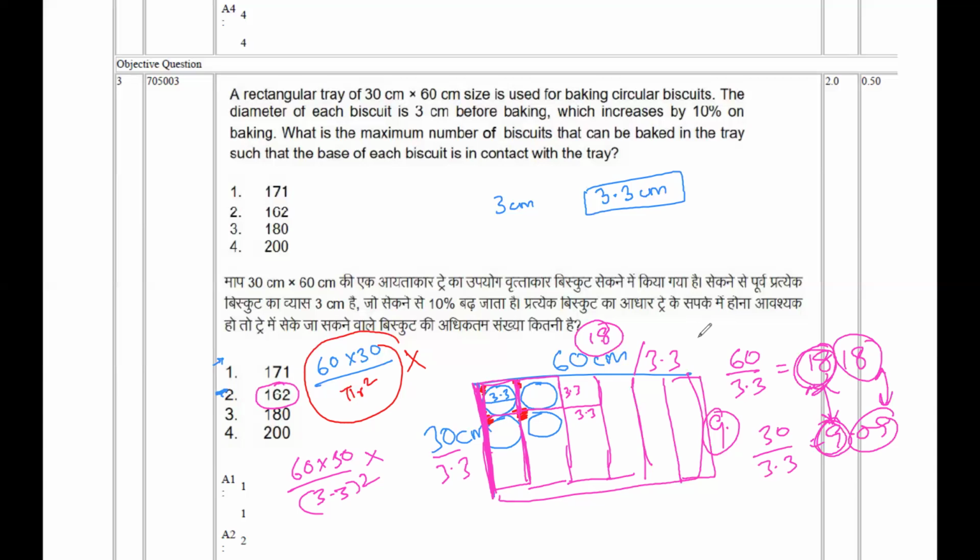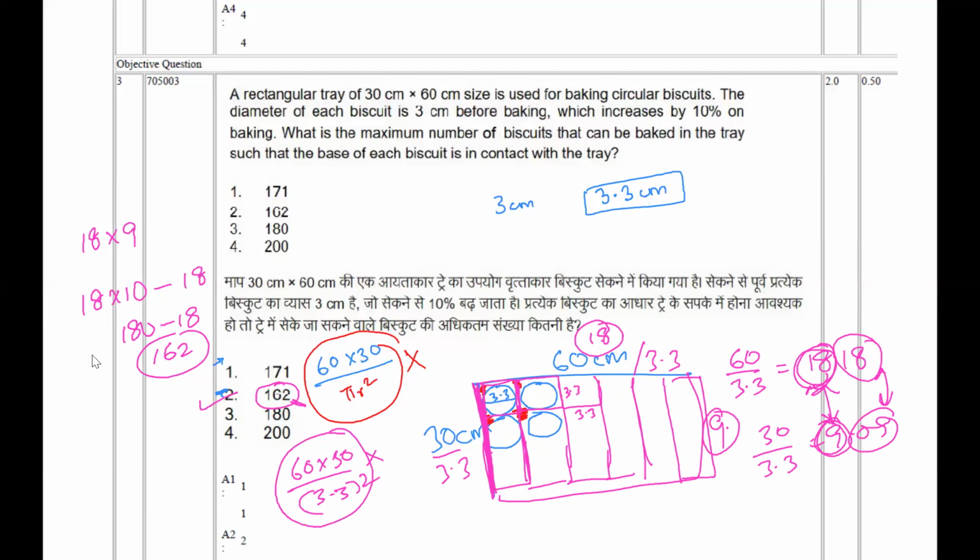So the extra math calculation: when you do 18 times 9, that's nothing but 18 times 10 minus 18, which is 180 minus 18, 162. So yeah, this is the answer. The earlier approach, 1800 divided by 3.3 square, gave 165. So 165 is closer to 162. You would have got close to the answer, but it would not give you a confident answer. Another good question, I would say.